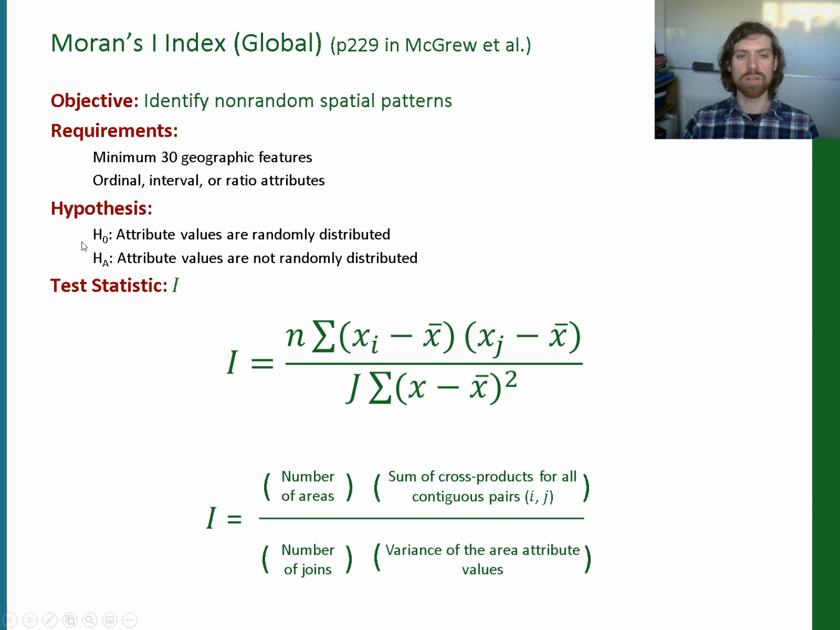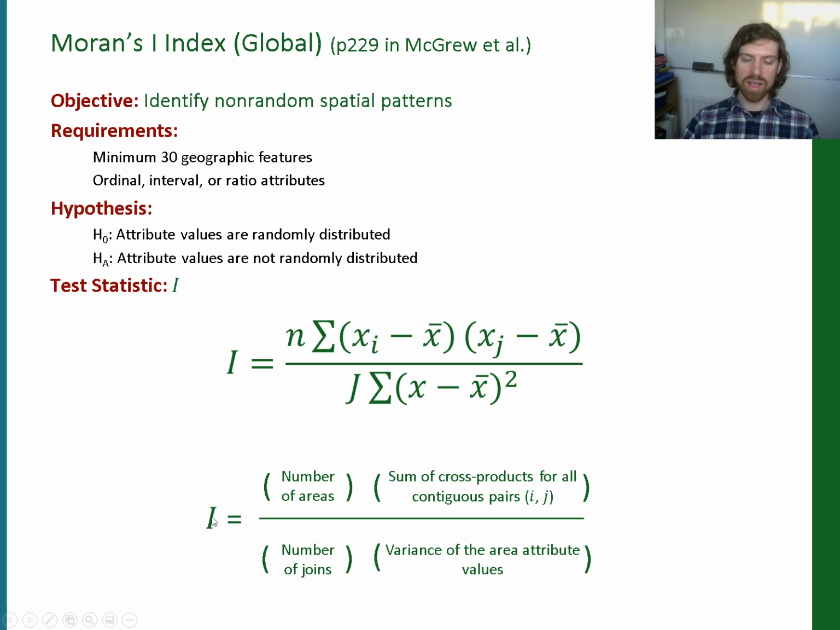The null hypothesis is that the values we've got are just randomly distributed. And the alternative hypothesis is that the values we've got are not randomly distributed. There's some other non-random process leading them to cluster in space potentially, or all be dispersed in space. It could be either. And the test statistic is the I value, so Moran's I. To get the I, we need to calculate this equation just here. And rather than just leave it like this, I thought I would transfer it into text so that you could understand it a bit more easily.